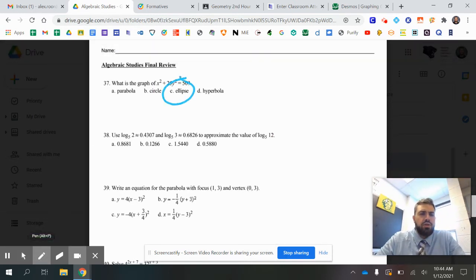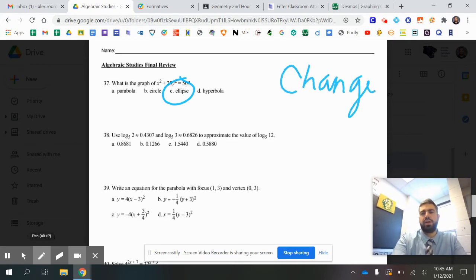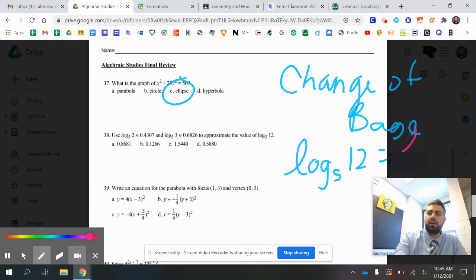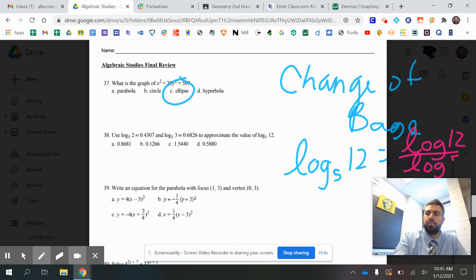All right, number 38: use log base 5 of 2 is approximately that, and log base 5 of 3 is approximately that, to approximate log base 5 of 12. Now, we could do that using the way that we did back in chapter 7. However, I still think the change of base formula is going to help us the most. And remember, change of base looks like this. It says log base 5 of 12 is really the same as the common log of 12, which we can do on our calculator, divided by the common log of our base, which was 5.